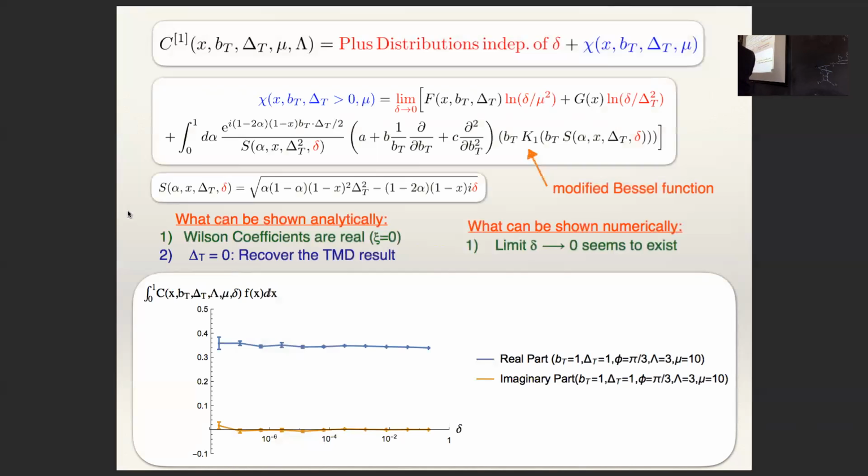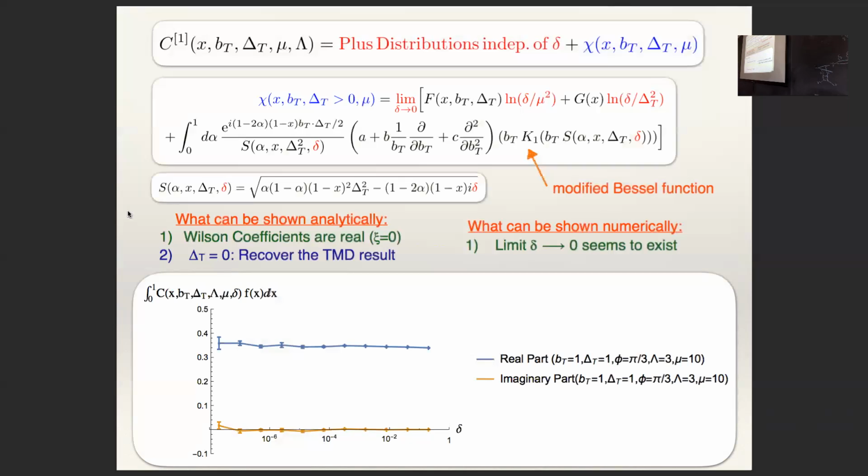So that's important. What we also recover is if we take this complicated expression and set delta t equal to 0, then we can actually perform this 1-parameter integral and we recover the usual TMD result. Also very important. What we can show numerically, not analytically, is that the limit delta to 0 seems to exist. So this is not apparent from this formula, but we can take this limit.